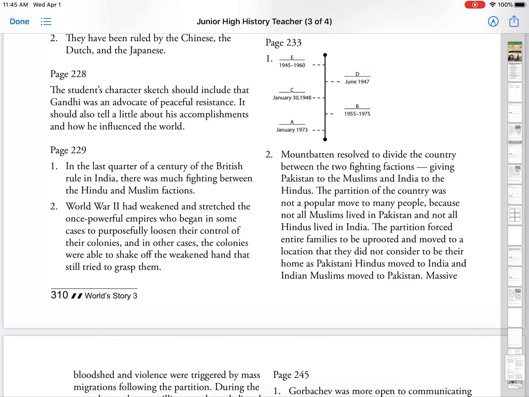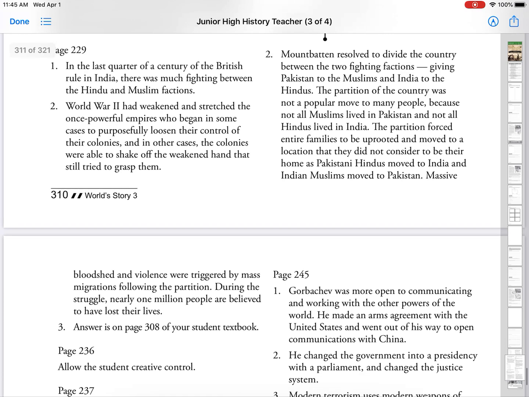So the partition forced entire families to be uprooted and moved to a location that they did not consider to be their home, as Pakistan Hindus moved to India and Indian Muslims moved to Pakistan. There was a lot of bloodshed and violence that was triggered by mass migrations following the partition, or the separation. During the struggle, nearly 1 million people are believed to have lost their lives. So he made the decision to basically separate everyone. And it caused a lot of bloodshed. It caused a lot of death.